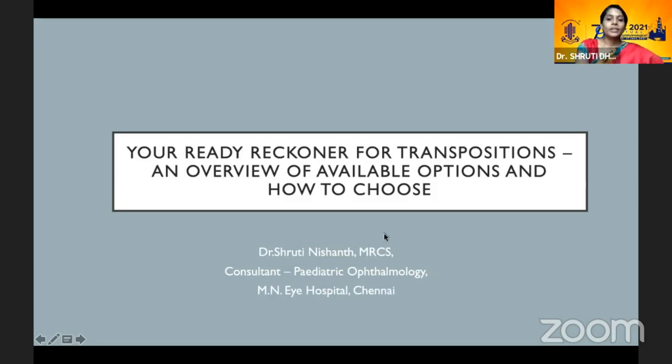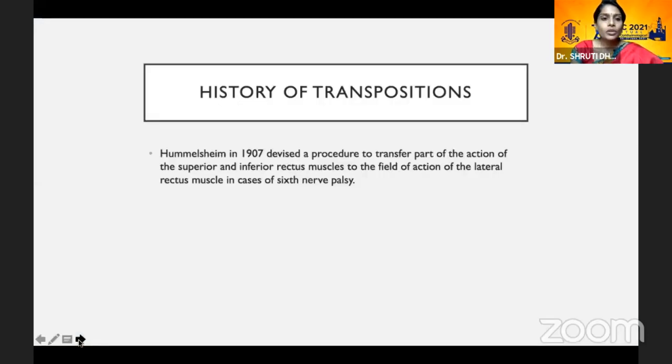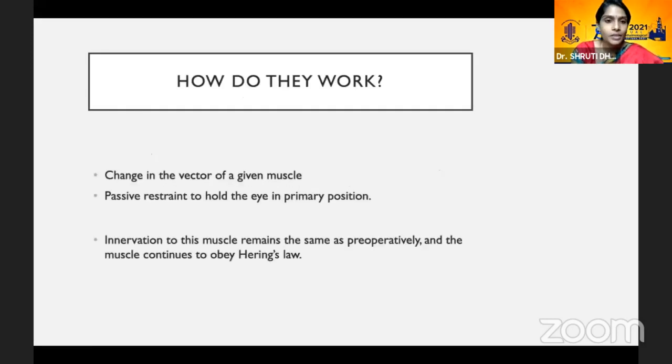Yes. Okay, so we'll be talking about transposition surgeries in this talk and what are the options available. It was Hummelsheim who initially started off with the technique of transpositions in 1907, where in a sixth nerve palsy he transferred the superior and the inferior rectus to the lateral rectus muscle. So basically how do transpositions work? They change the vector of the muscle. So they make the antagonist go into an agonist kind of a vector and also provide a kind of passive restraint, like a tone, to hold the eye in primary position.